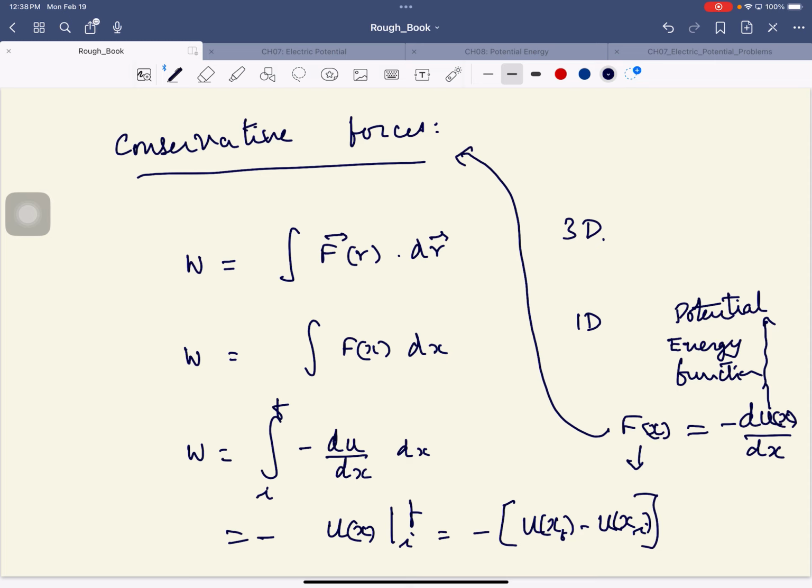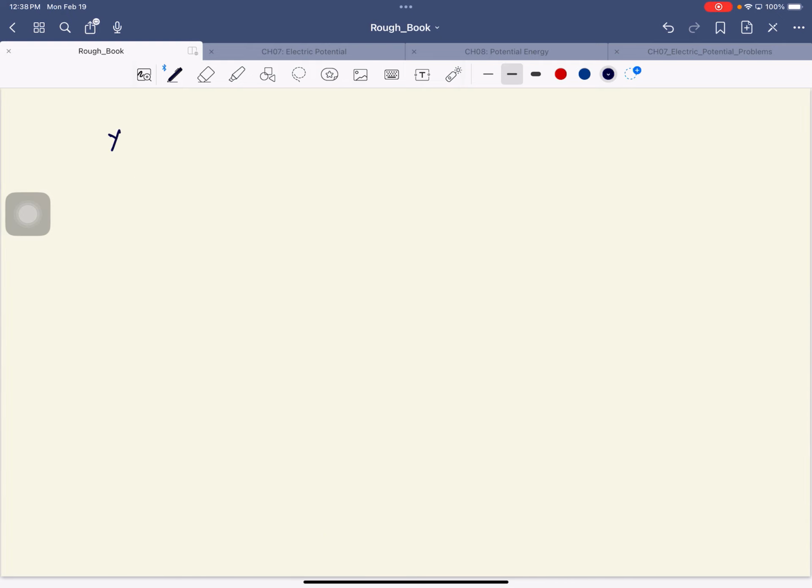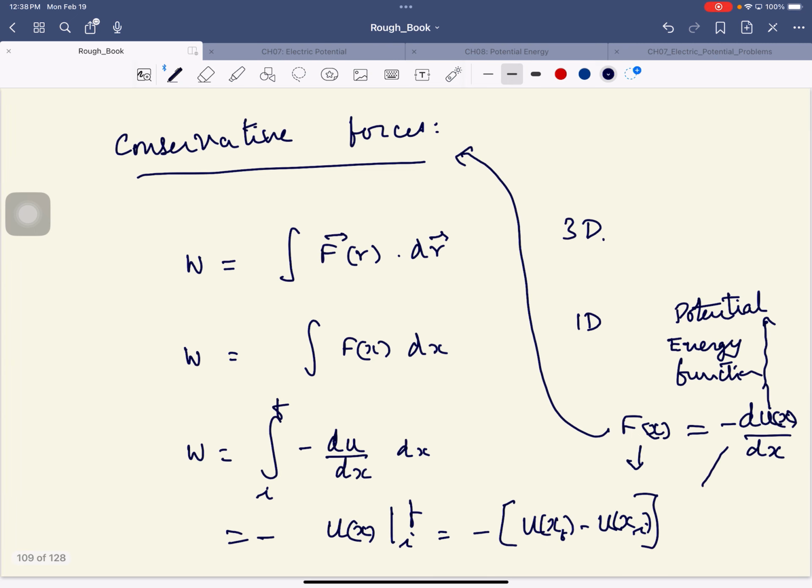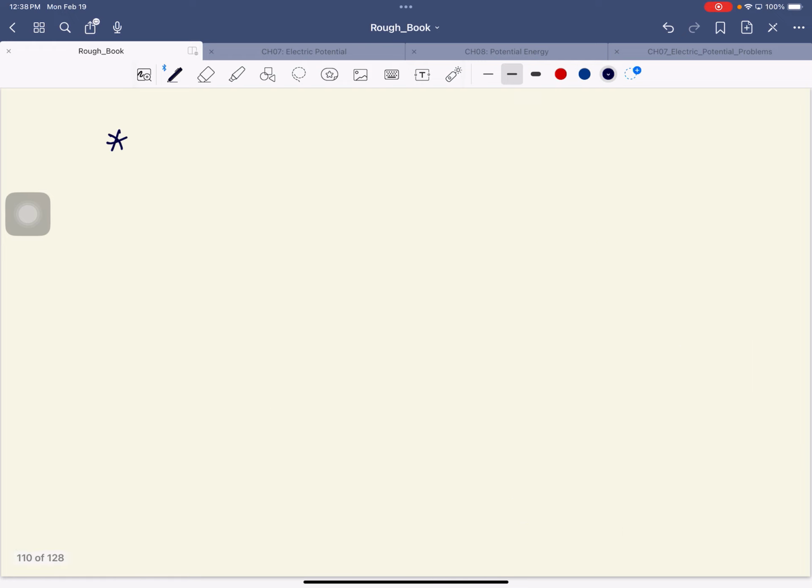Do you guys remember which forces are conservative forces? For which force can you remember potential energy functions? Spring force, very good. The spring force has a potential energy function, which is 1/2 kx squared. Any other force? Gravity.